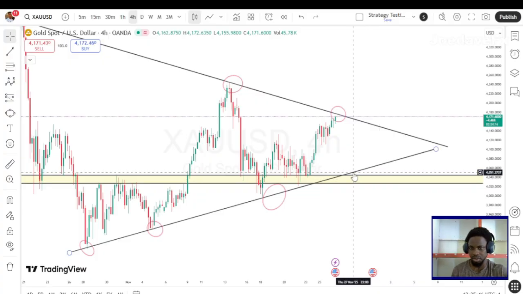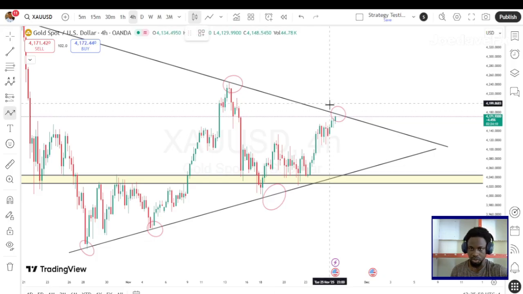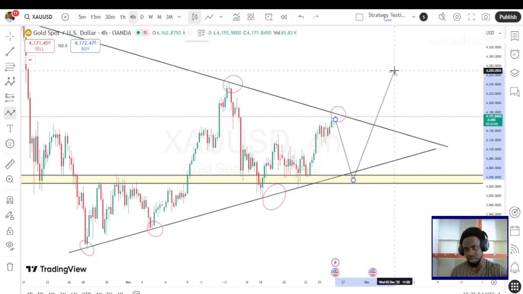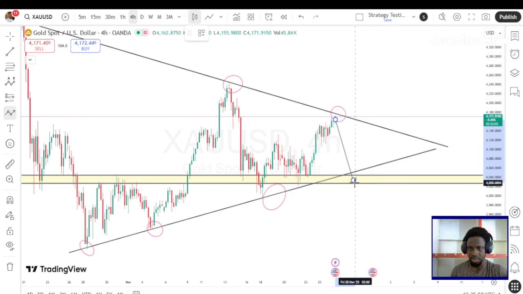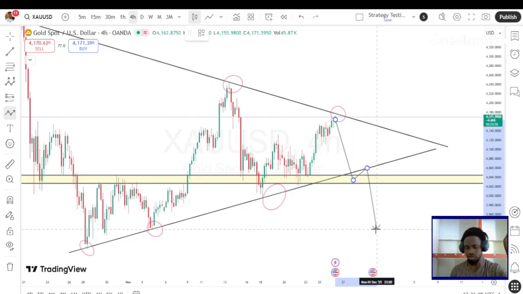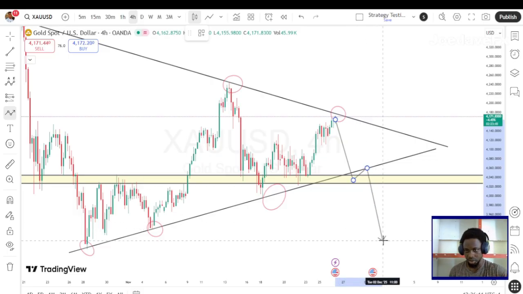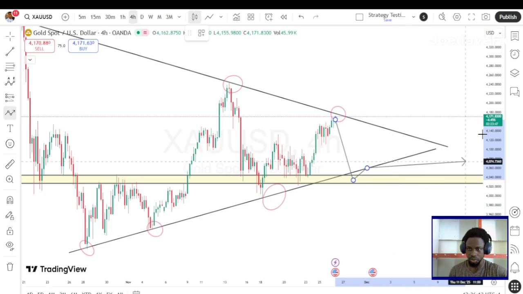What I'm expecting is just a drop to the zone here. Then we might see the next move, which might even break out to the upside. But first, I'm seeing a drop here. And if you have a drop here, you might also see something like a retest and drop down. So there are two possible outlooks we are seeing on this gold. It's either we come here with this, then drop down all the way to this area.